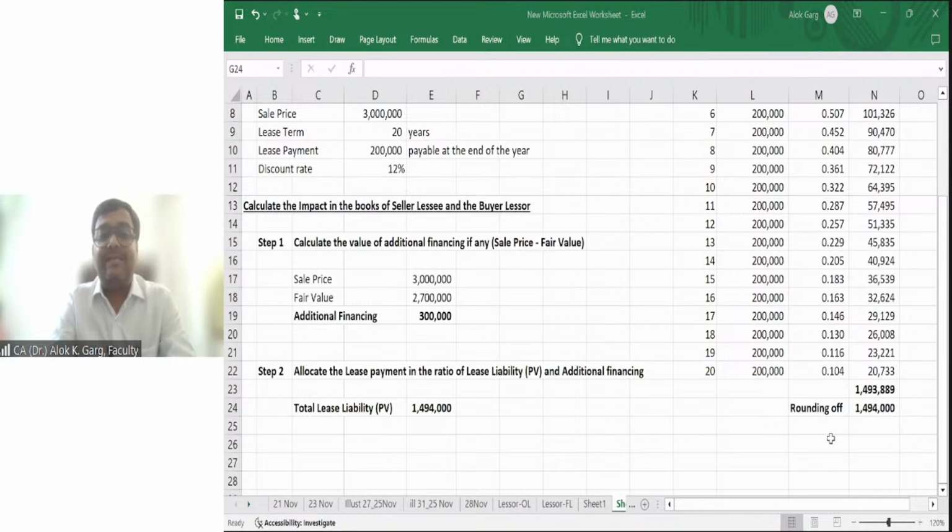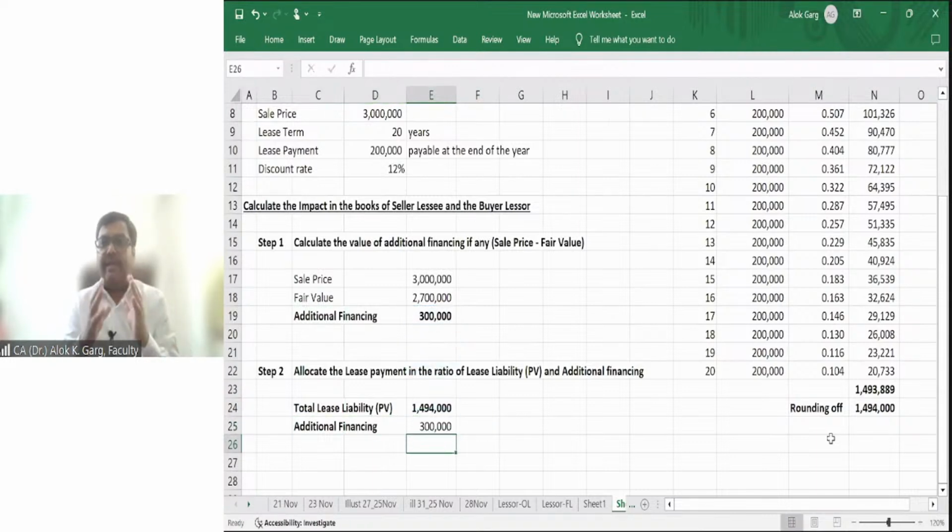So what is my additional financing? My additional loan is clear. My additional financing is 3 lakh rupees, right? So today, if I'm computing the present value, I am saying that the 2 lakh rupees every year which I am paying, the present value comes out at 14 lakh 94,000, right? Out of this 14 lakh 94,000, what is this 1494?